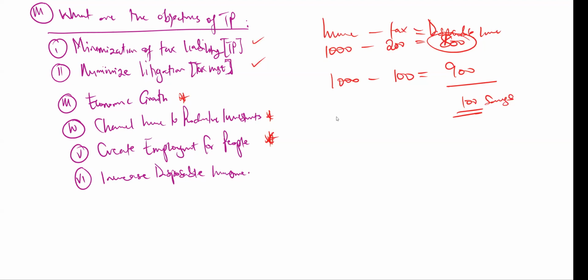Once you plan your tax, your disposable income will be there. Once you have more income, you channel that into more productive ventures that will lead to economic growth. Now people will get employed and goods will be available for people to consume. So it will enhance economic growth. Thank you.